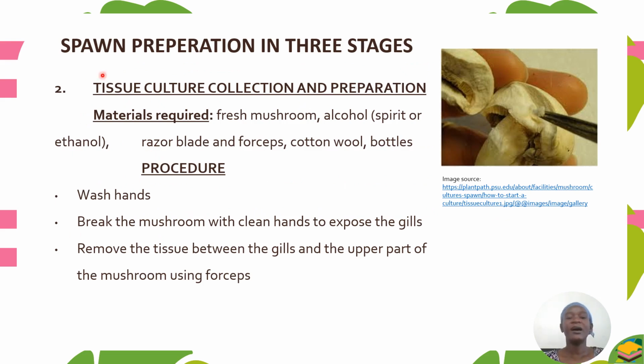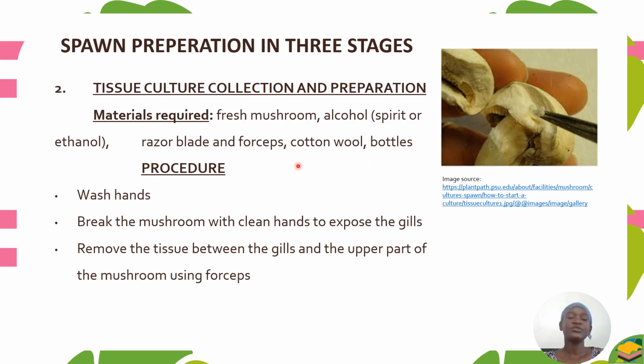After culture preparation, stage number 2 is tissue culture collection and preparation. What are the materials required? You need fresh mushroom, alcohol or spirit or ethanol, a razor blade and forceps. You also need cotton wool and a bottle.